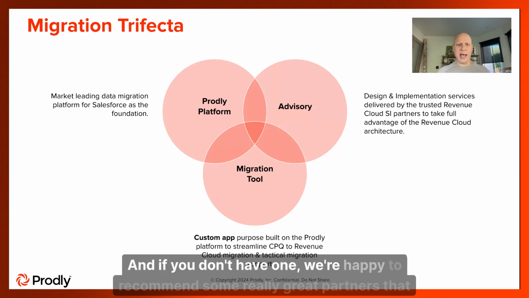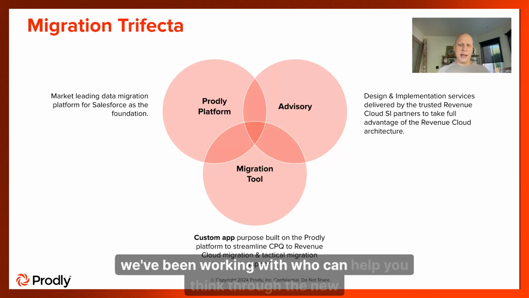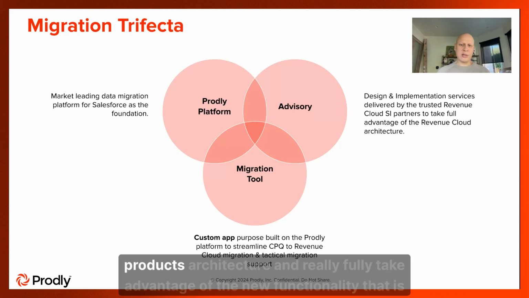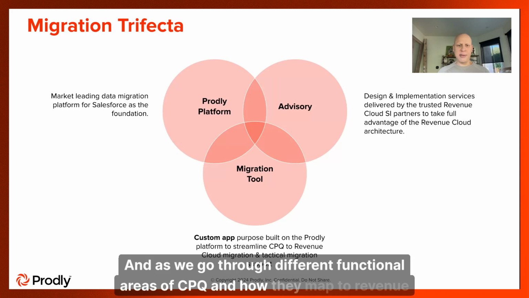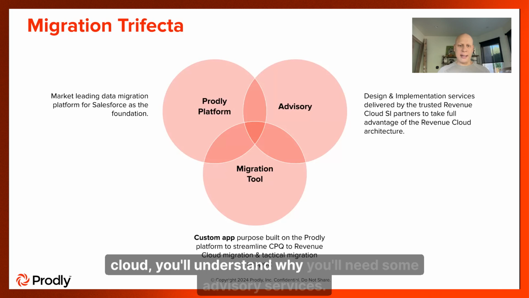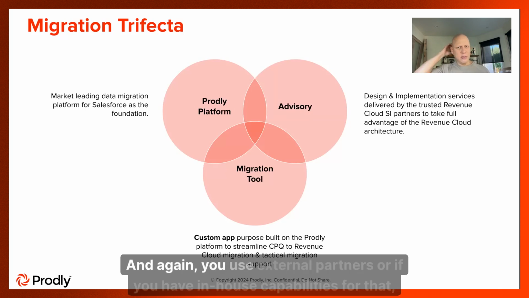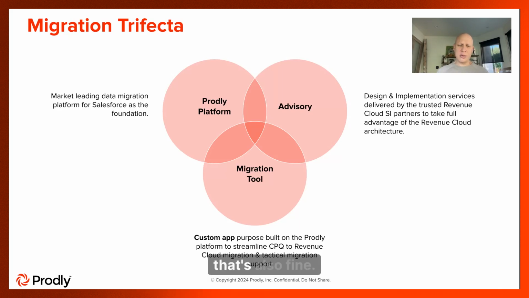And if you don't have one, we're happy to recommend some really great partners that we've been working with who can help you think through the new product's architecture and really fully take advantage of the new functionality that is now available. And as we go through different functional areas of CPQ and how they map to Revenue Cloud, you'll understand why you'll need some advisory services, right? And again, whether you use external partners or if you have in-house capabilities for that, that's also fine.